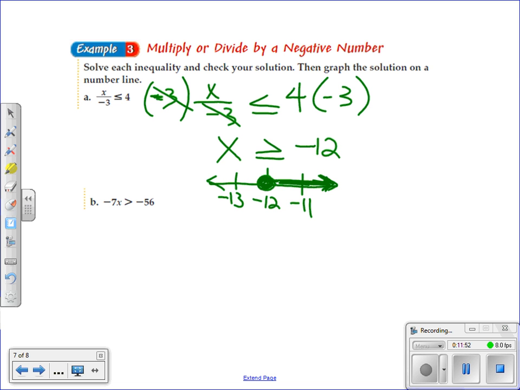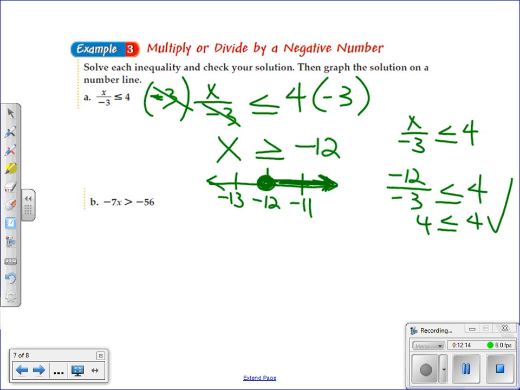And then I can check my solution. x over negative 3 is less than or equal to 4. All right. If x is negative 12, is negative 12 over negative 3 less than or equal to 4? 4 is less than or equal to 4. So yes, my solution is correct.